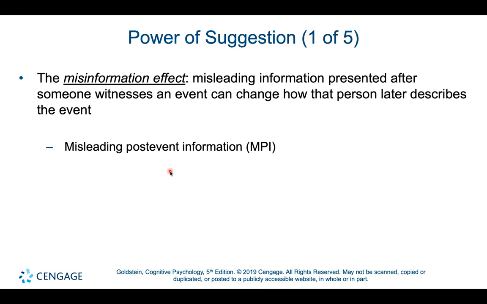So from here on out, we're going to discuss outright memory errors and what we know about false memories and memory errors. The first kind of error being the misinformation effect. This is when misleading information after an event occurs changes how that person later describes the event. This is very relevant for things like eyewitness memory.